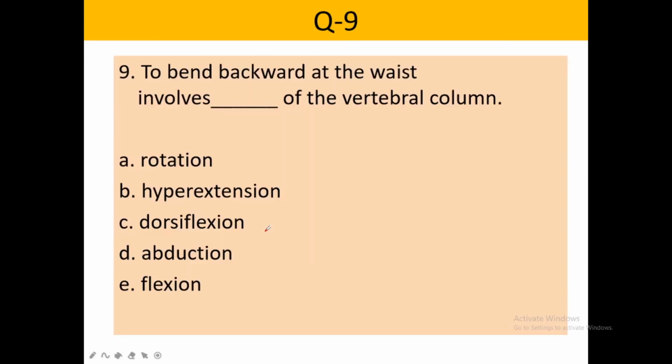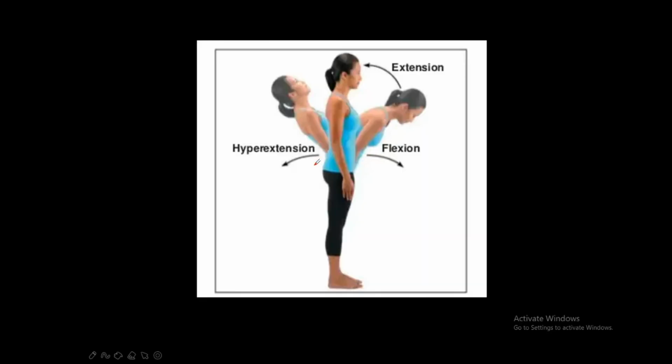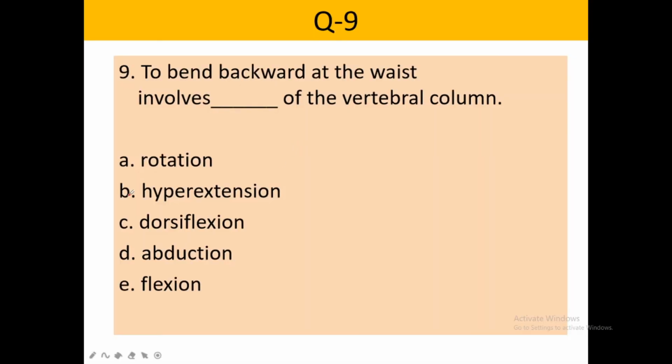Question number 9. To bend backward at the waist involves what kind of movement of the vertebral column? Let's have a look at the picture. Bending backward, that movement we call hyperextension. Have you found it here? Yes, here we go to the B. The correct answer is hyperextension.